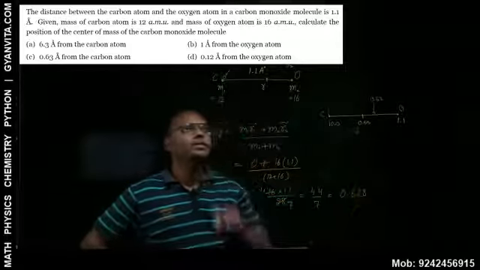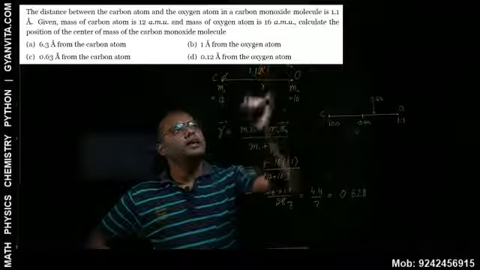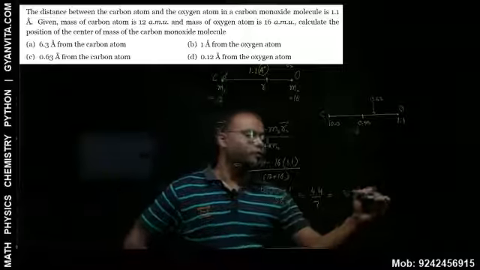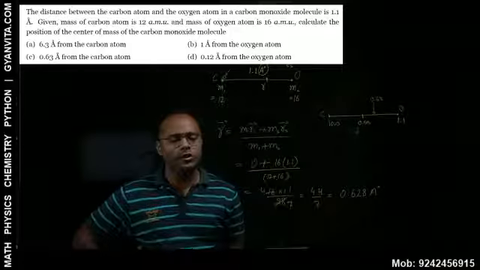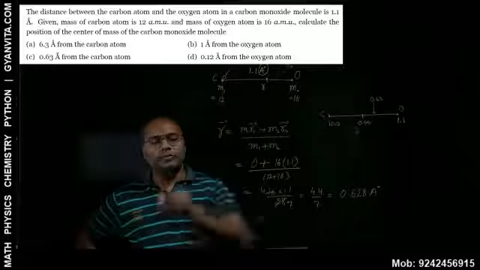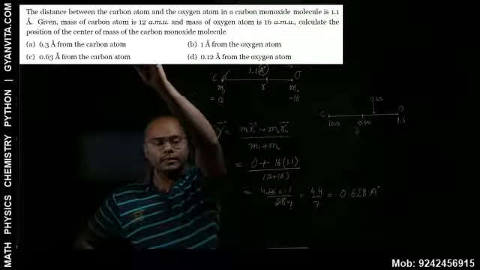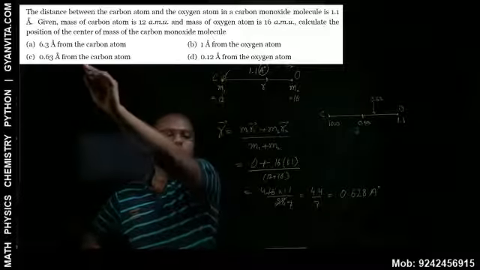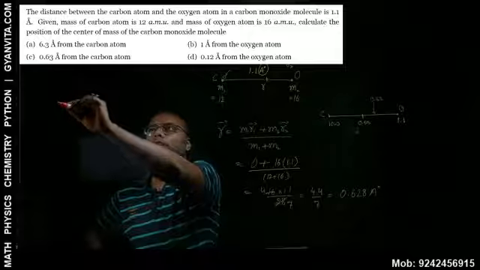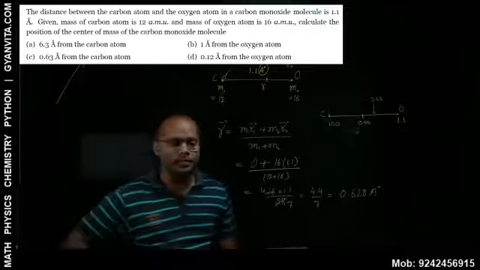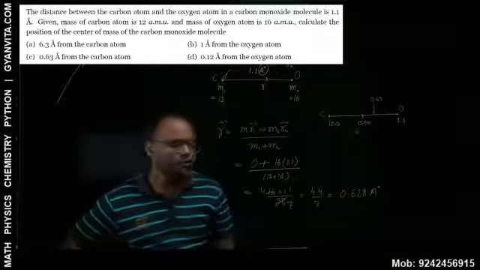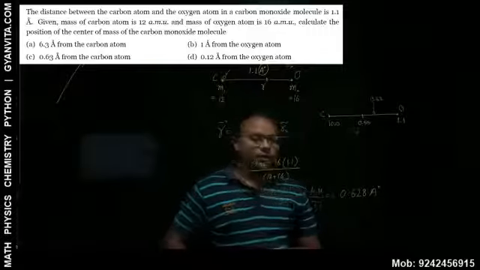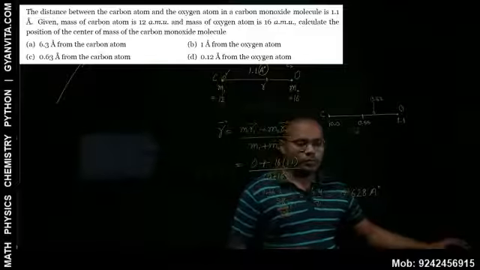And all these distances are in units of angstrom. So this will be equal to 0.628 angstrom, or in the question, as you can see, we have 0.63 here, 0.63. So this is your answer, right? That is the third option, or C option. Okay, now let's move to the next question.